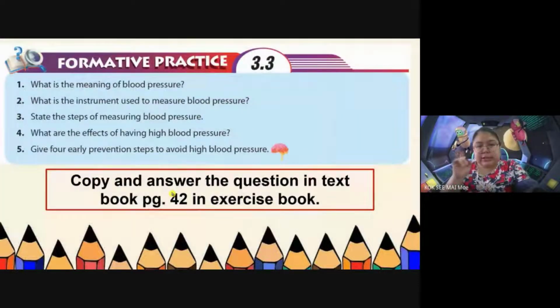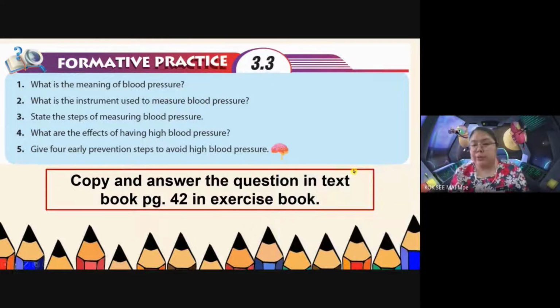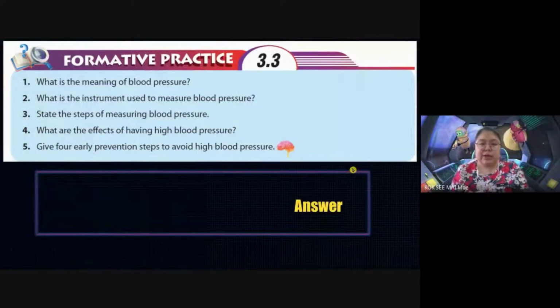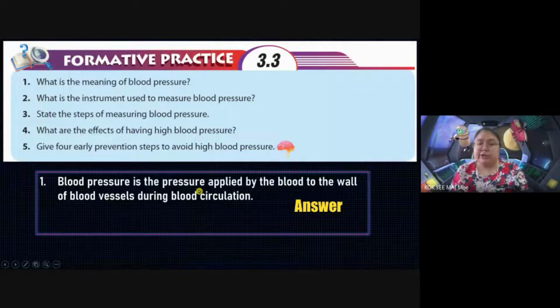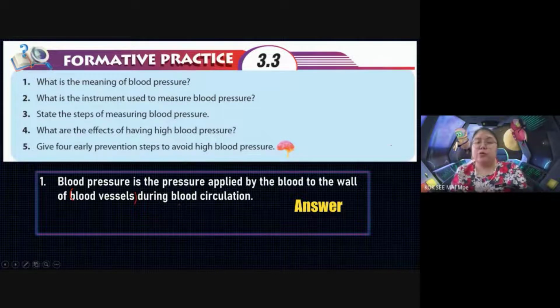Okay, so what you need to do is formative practice 3.3. From here I will discuss a bit. So copy the question and answer in the exercise book. First, they ask you what blood pressure is. Just now I already explained blood pressure. It is the pressure exerted by the blood on the wall of the blood vessel during circulation. So from here I show the answer. Blood pressure is the pressure the blood applies to the wall of the blood vessel. Then during blood circulation, as it flows, there is pressure.